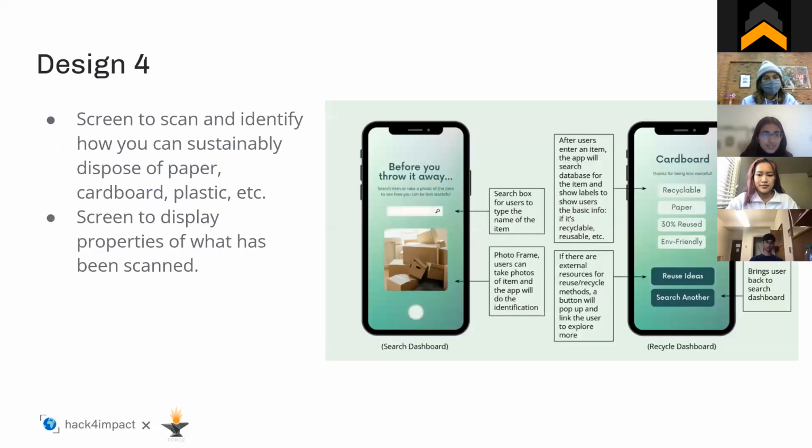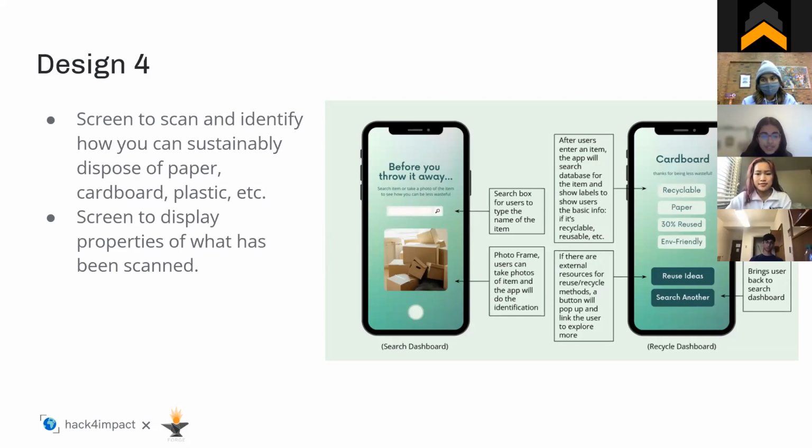Okay, so for the fourth design, on the left side, there's a screen where you can scan something before you throw it away to see if there are some better options. On the right-hand side, the screen that shows up once you scan something shows you some properties of whatever you scanned. It also has two options.